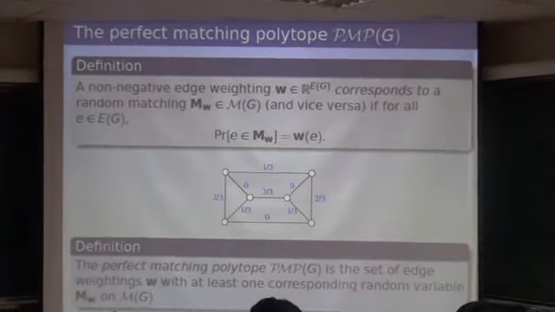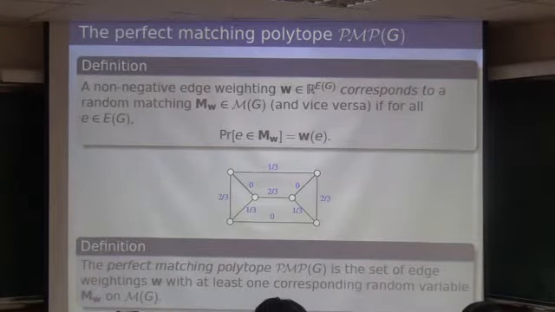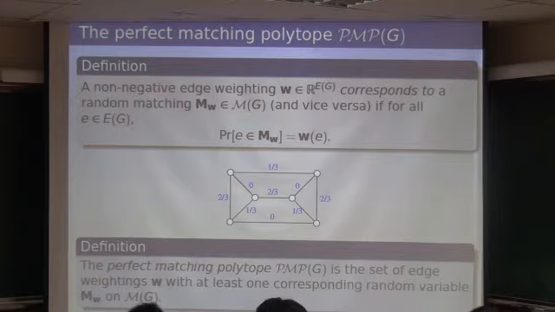So let's talk about the perfect matching polytope a little bit and probability distributions on perfect matchings. There are three things that you can conflate here. The first is edge weightings with certain properties. The second one is fractional edge colorings. And the third one is probability distributions on the set of perfect matchings.